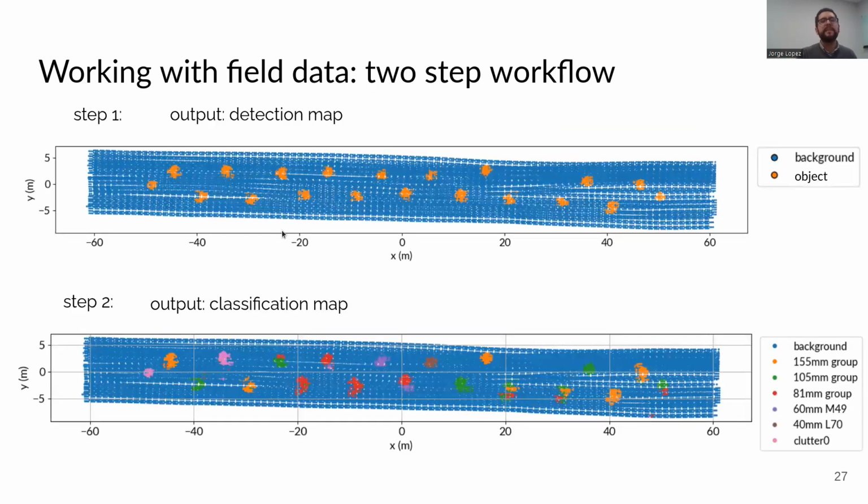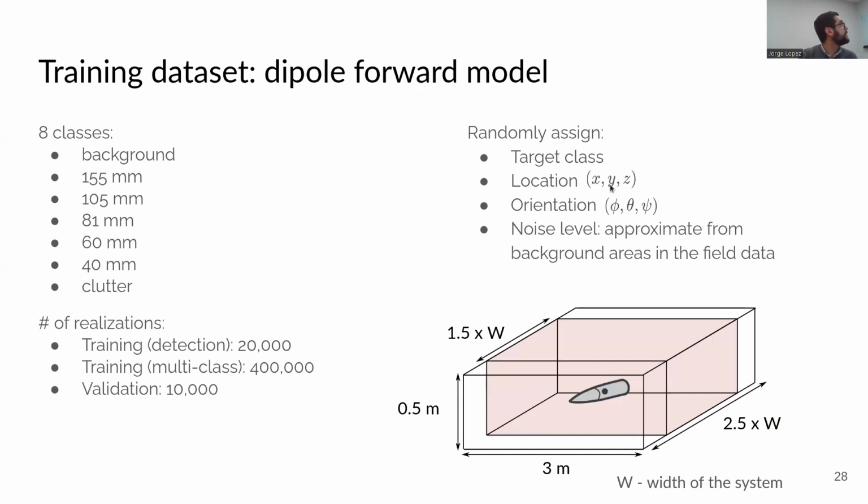So basically, the output of this first step is what we call a detection map. It's just basically telling the difference between background in blue and metallic object in orange. And the output of the second step is a classification map. So now each of these blobs has a color, and this color is associated with a different UXO. I'll talk a little bit more in detail on how we do that.